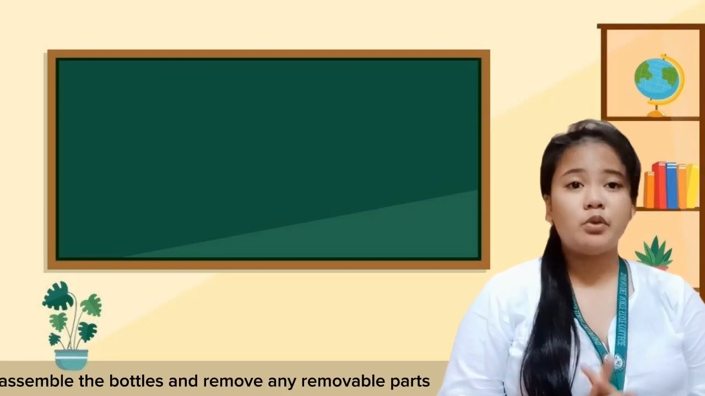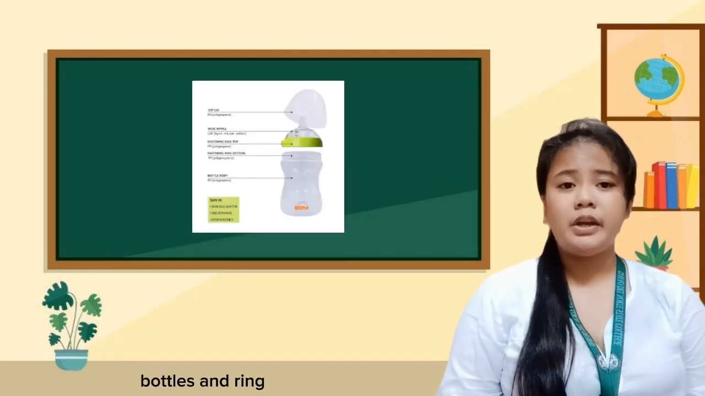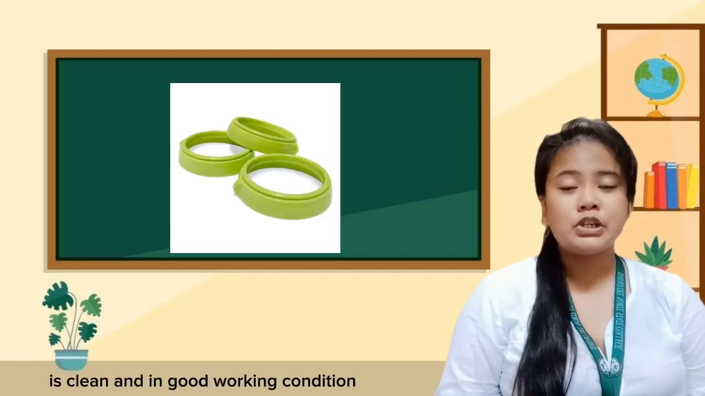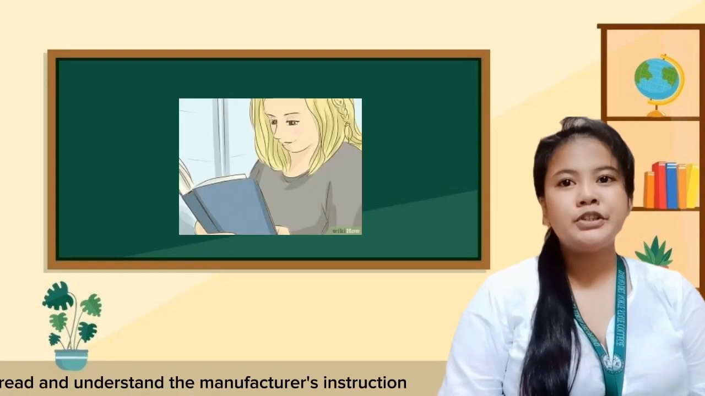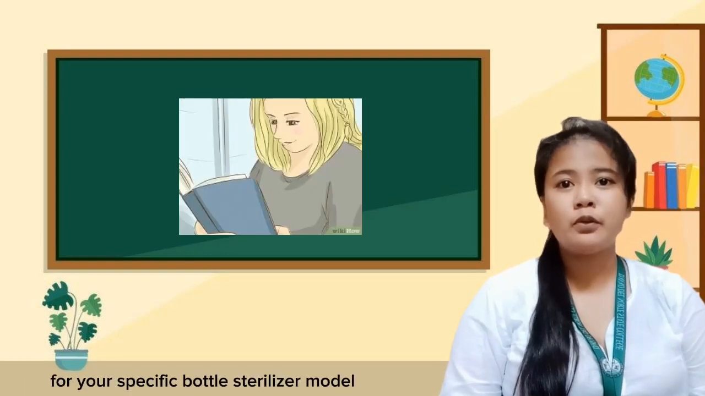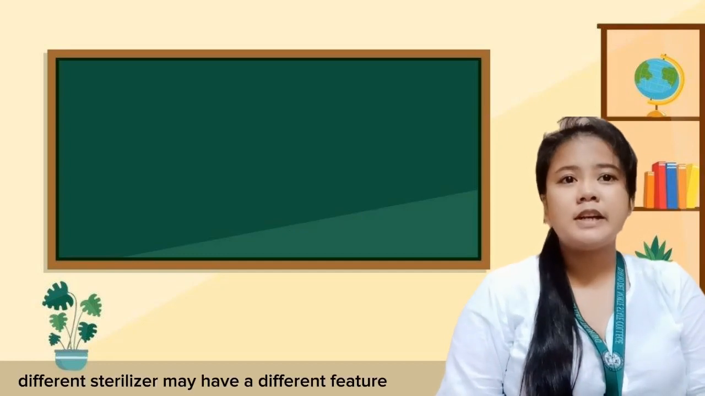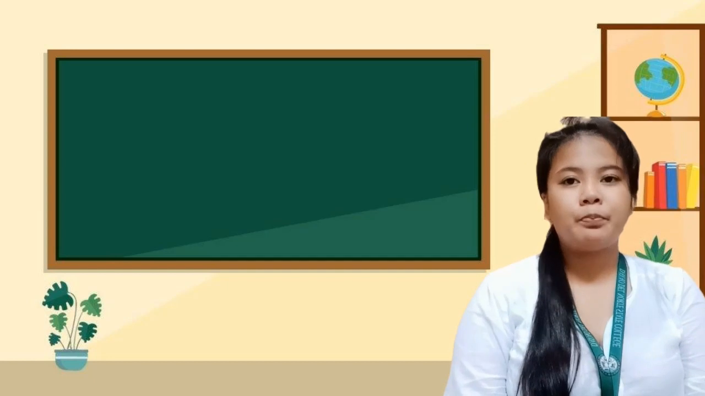Disassemble the bottles and remove any removable parts such as nipples, bottle caps, and rings. Ensure that the sterilizer is clean and in good working condition. Follow the manufacturer's instructions. Read and understand the manufacturer's instructions for your specific bottle sterilizer model. Different sterilizers may have different features and operating procedures.